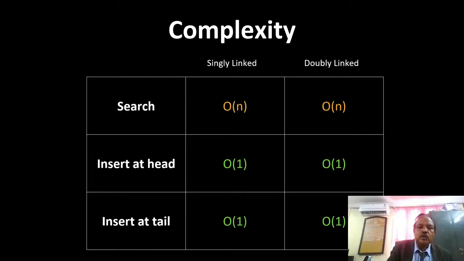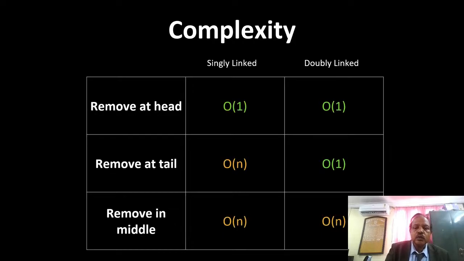Then while you go for the complexity analysis, you know that there are two types of complexity, the time complexity and space complexity. So we are mainly worried about the time complexity here. The searching in the single list is order of n, and the double list is also order of n. Insert at head is order of 1, and it is also order of 1, and insert at tail also is order of 1. This I am talking about the single linked list and double linked list. There is not much difference here, right?